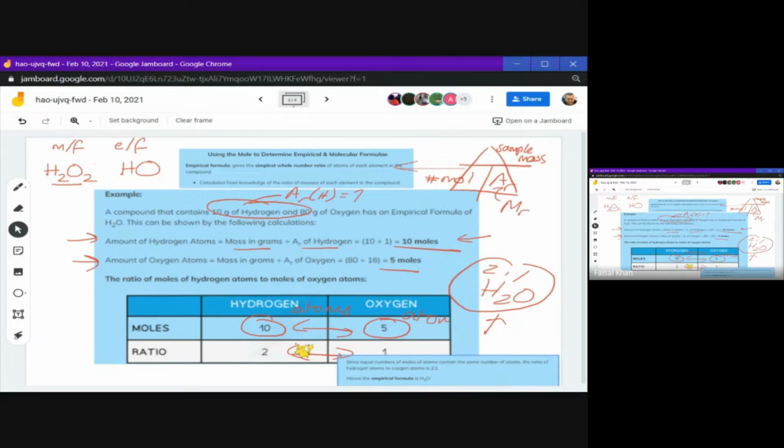If you actually just had information that said this is a compound of hydrogen and oxygen, and it contains 10 moles of hydrogen and 5 moles of oxygen, what's the simplest ratio that you have? The answer is 2-to-1. So your empirical formula is H2O, because that's the simplest whole number ratio of atoms of each element in that compound. Any questions?